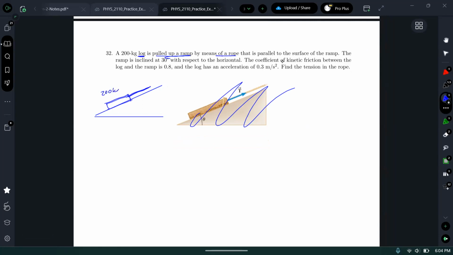200-kilogram log parallel to the surface of the ramp. The ramp is inclined at 30 degrees with respect to the horizontal, the coefficient of friction between the log and the ramp is 0.8. I might label that. And if the log is being pulled up the ramp, that is kinetic friction. Oh, it says it in the problem anyway, but it's kinetic friction.